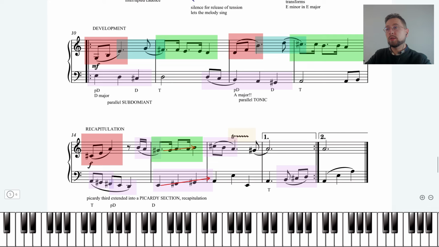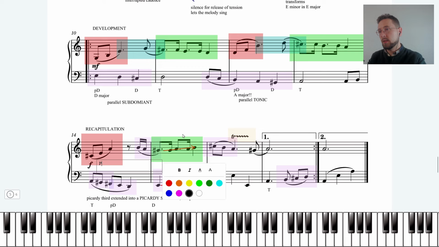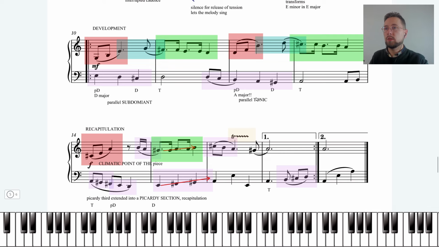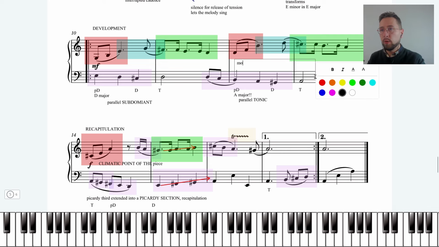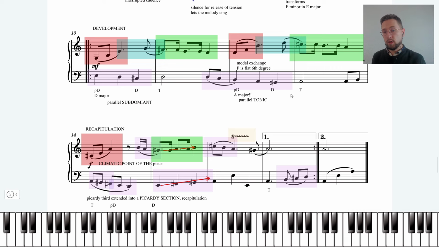All right, very nice. So two little details: this statement on the forte probably should be perceived as the climactic point of the piece, because you have this really strong statement in the major change of mode. And here we have a modal interchange, because the F is a flat 6 degree, right? Which should be sharp. And here we have this more romantic version, which features that flat 6 degree.